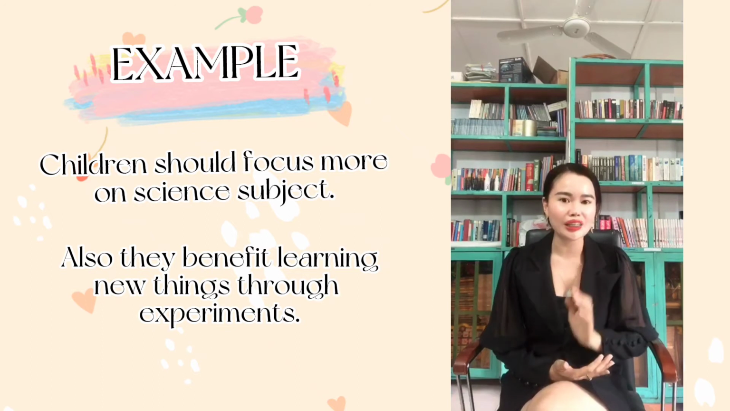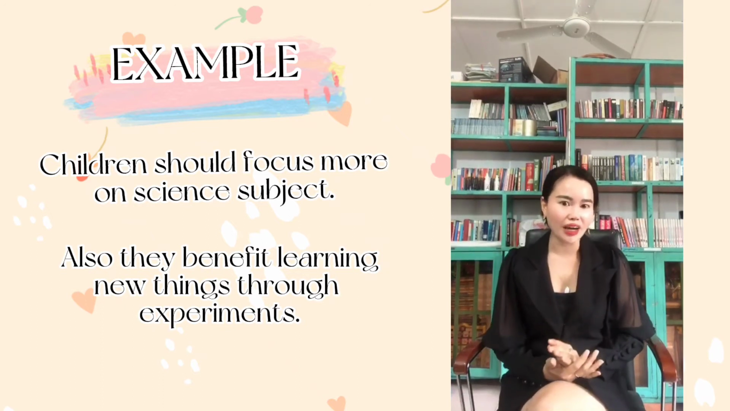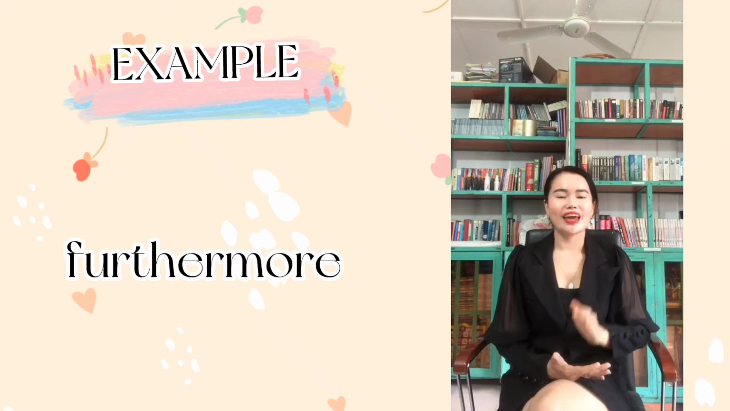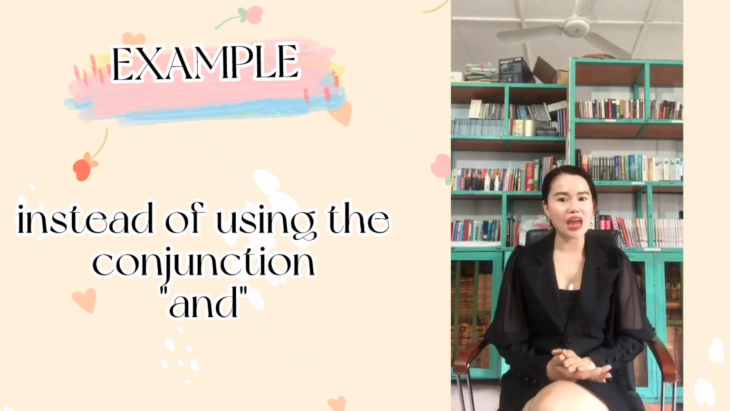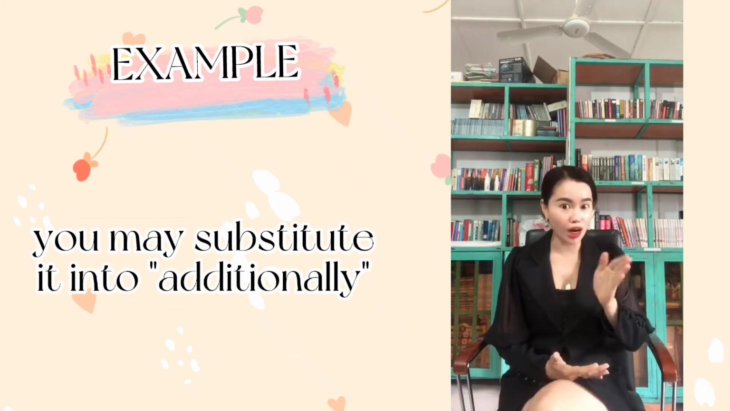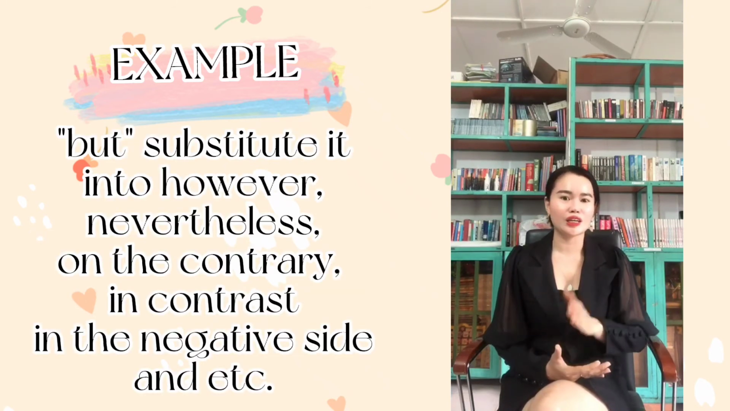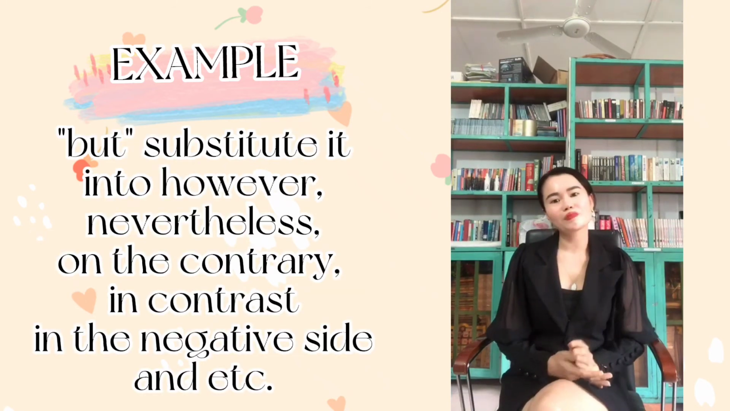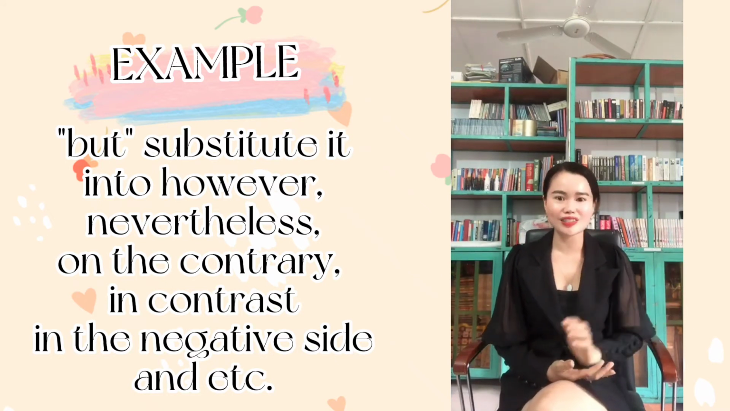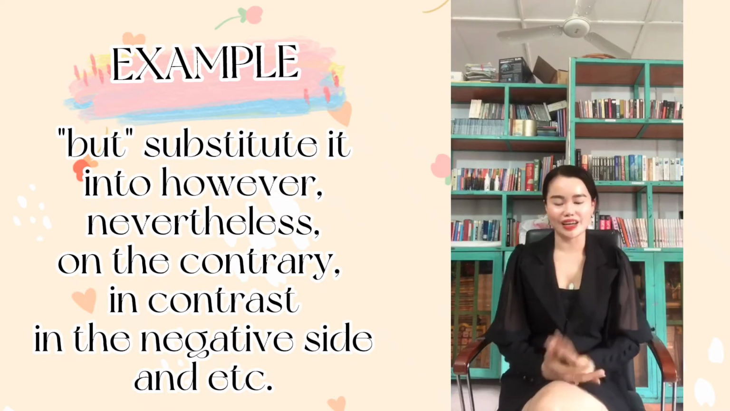Instead of writing also, you may write the word moreover. You can have furthermore, and instead of writing the conjunction and, you may substitute it with additionally. We have but. You can substitute it with however, nevertheless, on the contrary, in contrast, on the other side, on the negative side.